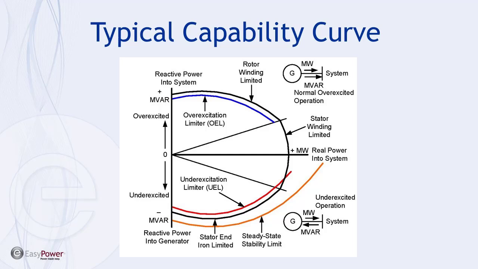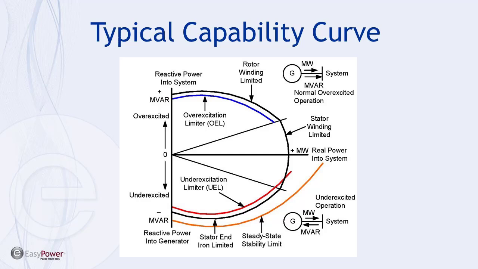In the quadrant below, we're underexcited, so we're still delivering power into the system, but the unit is absorbing VARs into the generator. And this has more limitations and more concerns. If we get too far underexcited, we can lose synchronism or slip a pole and those kinds of things. But generally, underexcited means we have megawatts going into the system, but VARs going into the generator. In this situation, the generator is operating at a leading power factor.